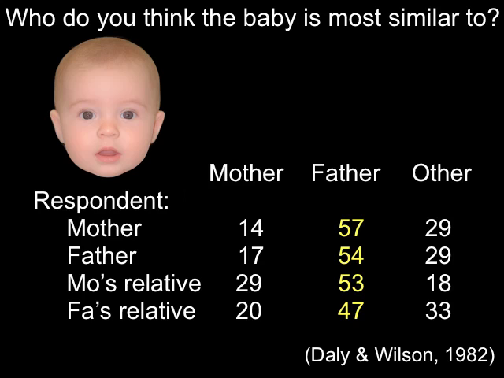Anyways, so Daly and Wilson did a study where they asked people, who do you think your baby is most similar to? And it doesn't matter who the respondent is, whether it's the mother, the father, mother's relatives, father's relatives. Everybody thinks babies look like their dads. They even coded about 100 childbirth videos. So for, I think, a midwifery course, took videos of 100 different childbirths. For whatever purposes they did that.